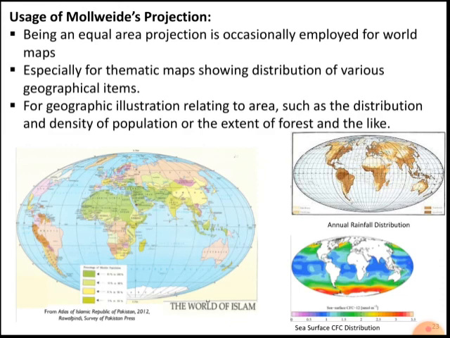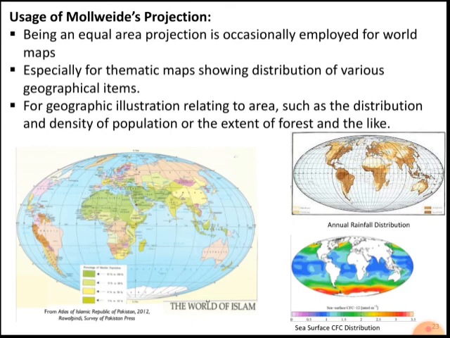These are the views of the projection. At the end, when you construct the projection, it will look like this, okay. I have put here three images from the internet. One image shows the Islamic population and its distribution, that is the big one. Then the top one of the other two is the annual rainfall distribution, world distribution, and the bottom one is the sea surface CFC distribution.